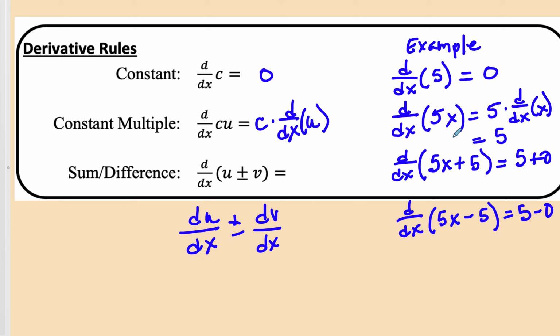So in this example right here, I have a 5 times x. That is a constant. I can really take it out and just find the derivative of the function, which is 1, and so the answer is 5.